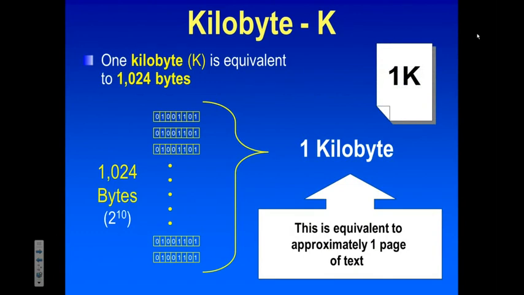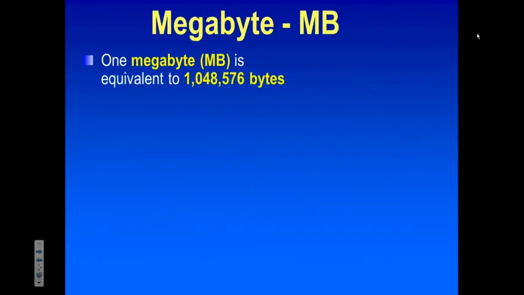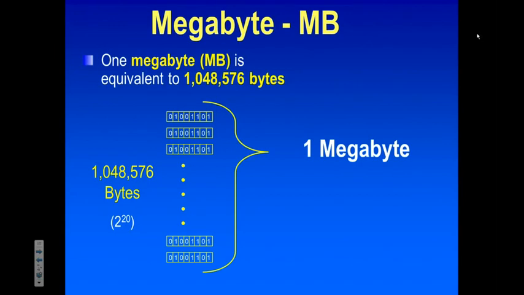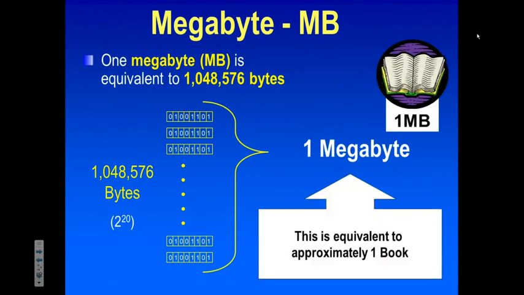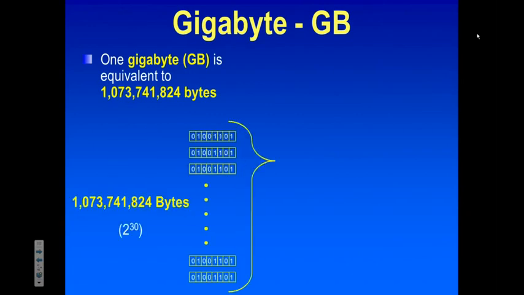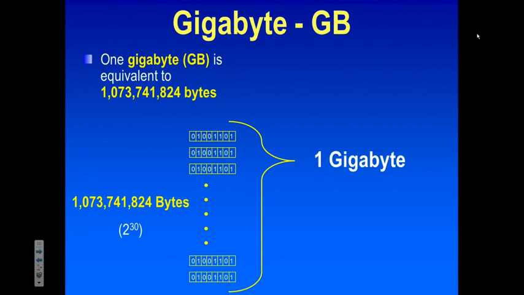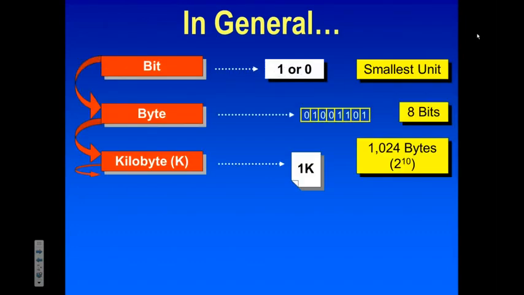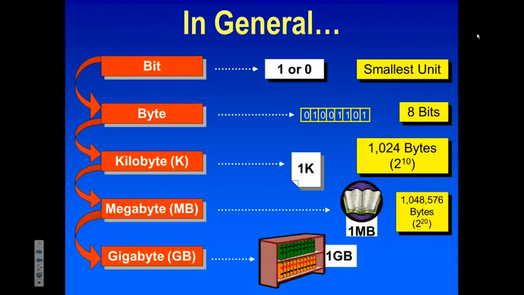That's equivalent to about a page of text, 1 kilobyte. Then we go up to megabyte. Again, still not a round number, because this is 2 to the 20th now. A megabyte is like a whole book's worth of data. Then gigabyte, which is 2 to the 30th, so now we're just moving up in powers. The gigabyte is equivalent to a shelf of books. From there would be the terabyte, which is 2 to the 40th, and we can go up from there. Bit, byte, kilobyte, megabyte, gigabyte.